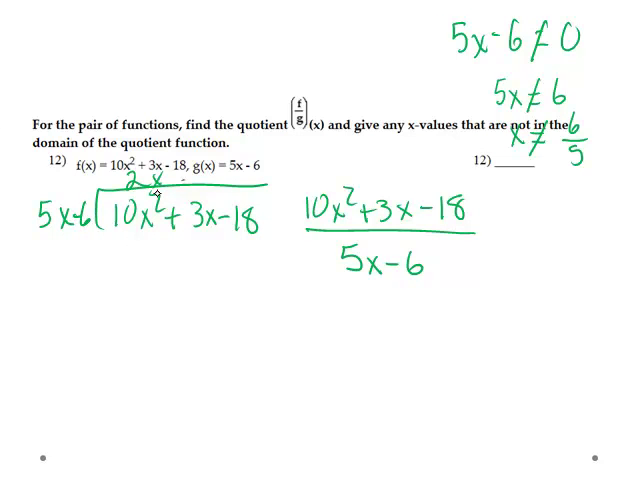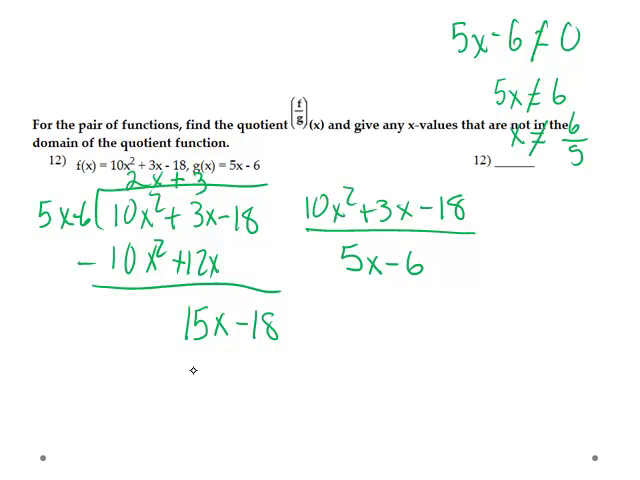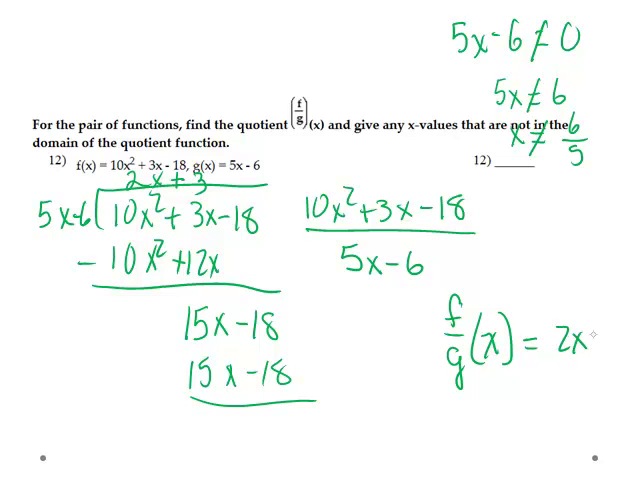We get a 2x, and that makes this 10x squared minus 12x. Subtract, which changes this to a plus. You get 15x minus 18, so plus 3, 15x minus 18, subtract and you get 0. So our answer, f over g of x equals 2x plus 3, and make sure x does not equal 6/5.